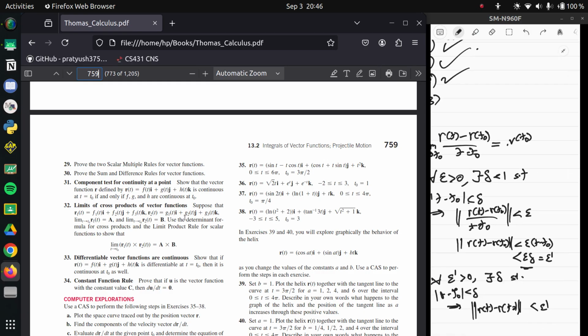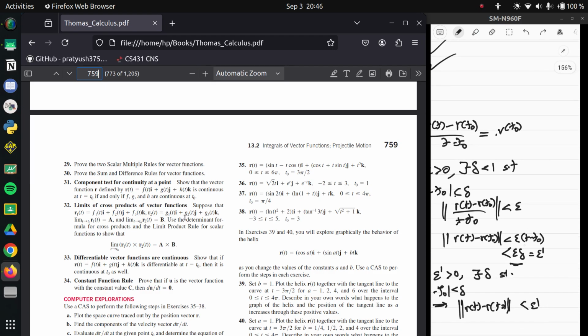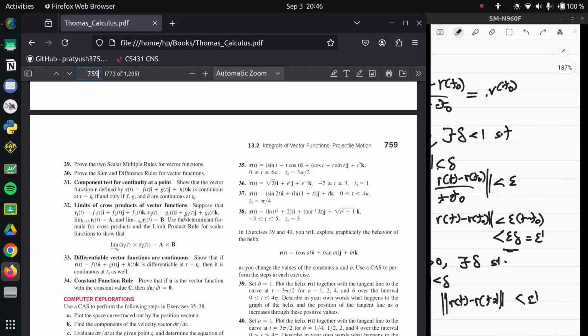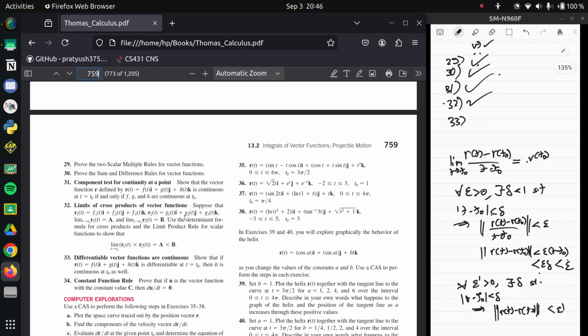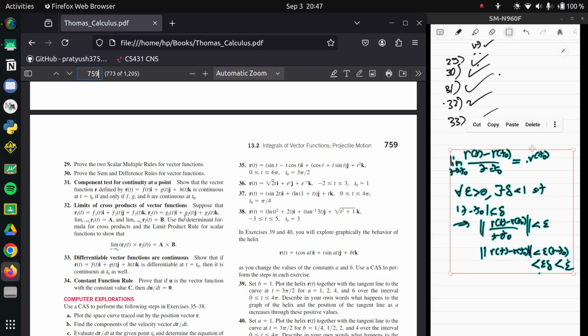So you can rewrite it as this thing, and this is less than epsilon delta, but then that thing is less than epsilon. So what that means is, for every epsilon, you also have a delta less than 1, such that the norm of r of t minus r of t naught is less than epsilon, which is exactly the definition for continuity for r of t. Yeah, that makes sense. So okay, we're done. 33 is done.